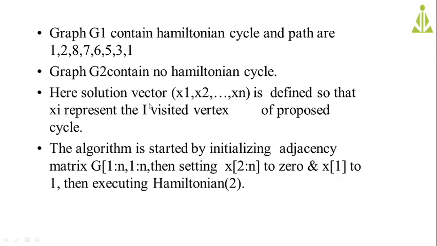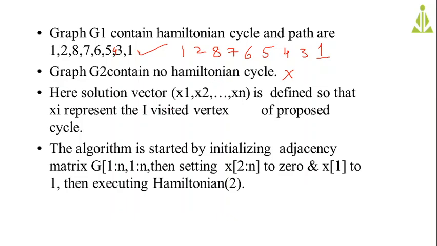Okay, next, as I told you in the previous slide, graph G1 contains the Hamilton cycle, and the path is here. A mistake is there. Okay, what is the mistake? 1 to 2, 2 to 8, 8 to 7, 7 to 6, 6 to 5, 5 to 4, 4 to 3, 3 to 1. So this is a path: 1, 2, 8, 7, 6, 5, 4, 3, 1. Okay, so this is a Hamilton path. Graph 2 contains no Hamilton cycle, as we saw just now.